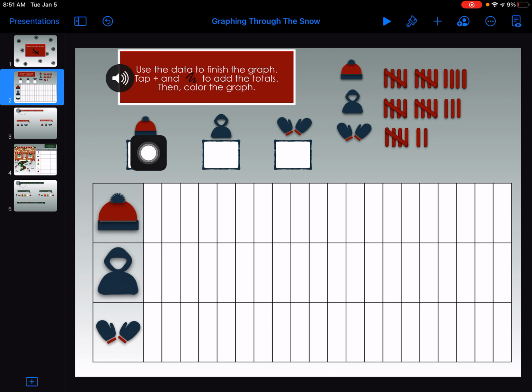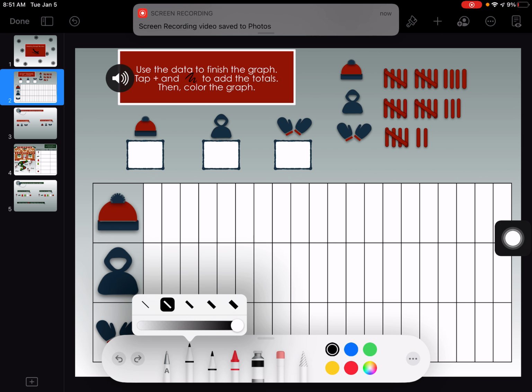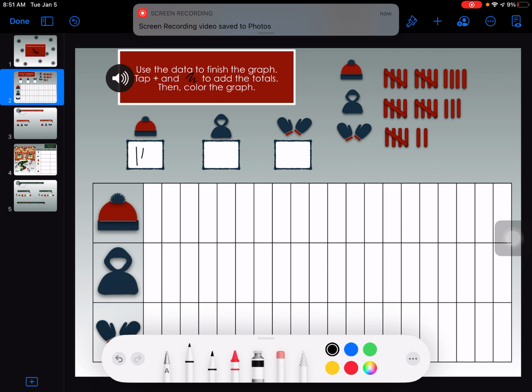I need to write 14 right here. So to do that, I'm going to click the plus sign and the squiggle drawing. 14, 1, 4.